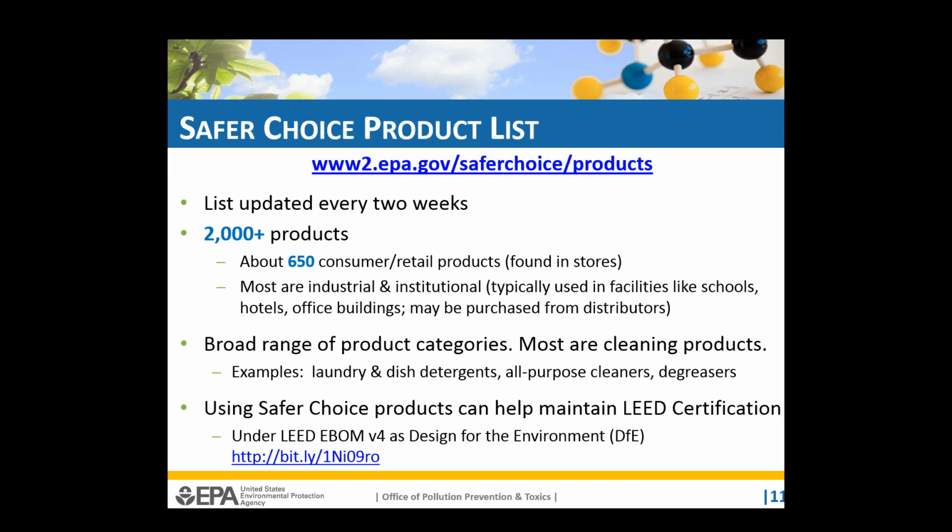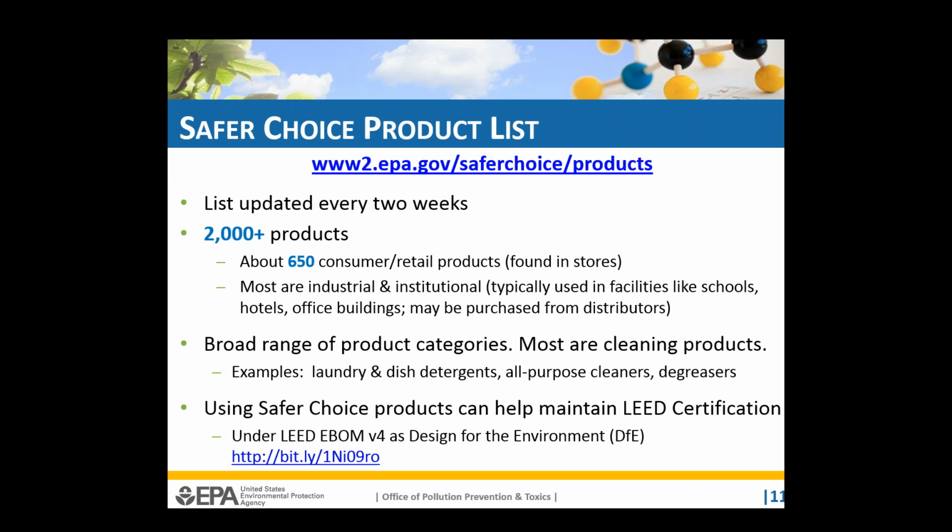So asking your local distributor if they carry Safer Choice products is another good way to find products with the label on it. We label a broad range of categories. Most of them are cleaning products. We do have an athletic field paint, and at one point we even labeled firefighting foam. So we do have the capability to expand. If you see a category not on your list, or even if you know a product manufacturer that's interested in participating, we would be happy to look at that product sector or even work with that manufacturer.